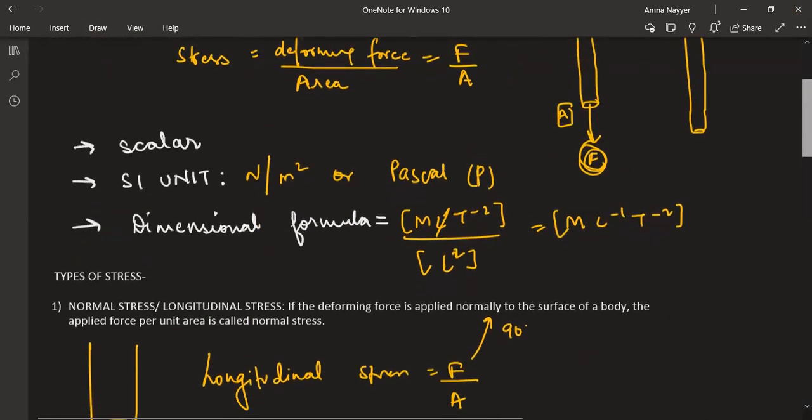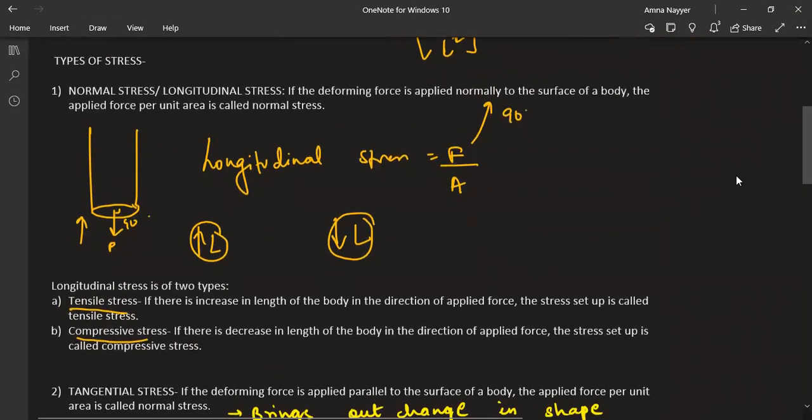Fine. Stress is whatever deforming force is applied divided by area. Deforming force per unit area. Normal stress or longitudinal stress was where the deforming force was perpendicular. The type of deforming force that decides the type of change determines your type of stress, right? Now see, normal stress or longitudinal stress was where the deforming force was applied perpendicularly. So that force per unit area became longitudinal stress. We also call it normal stress, but the usual common term is longitudinal stress.